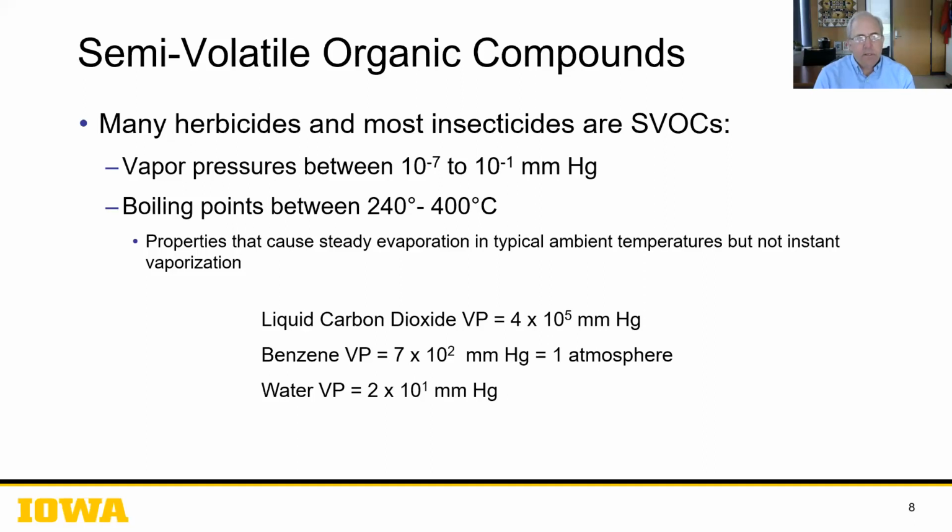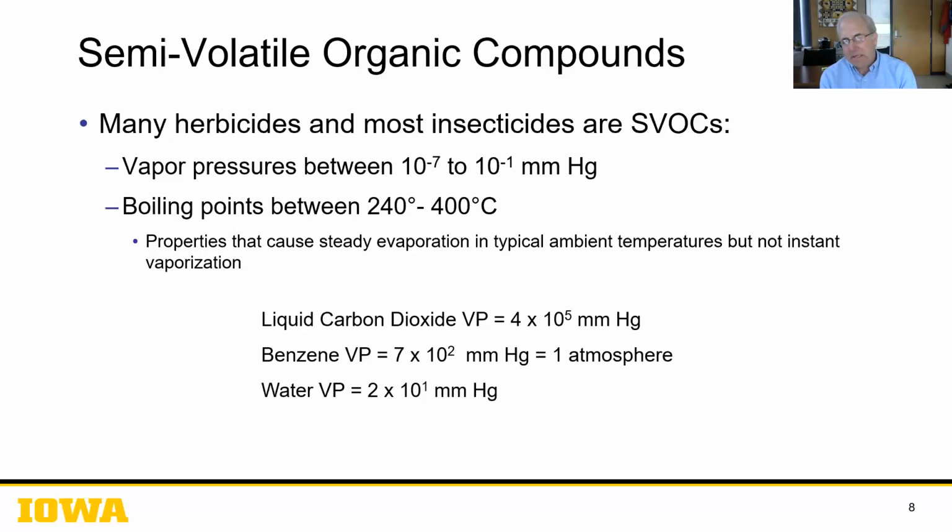Just for comparison, something that would vaporize very fast would be liquid carbon dioxide. We know that it exists exclusively as a gas in the atmosphere. The reason is you can see the vapor pressure is 4 times 10 to the 5th, not into the minuses, but into the 5th millimeters of mercury. That means it's exerting an extremely high pressure against the atmosphere. It basically wants to bust out of its liquid form into the gas form and will do so extremely quickly. Benzene, on the other hand, is 7 times 10 to the 2 millimeters of mercury.